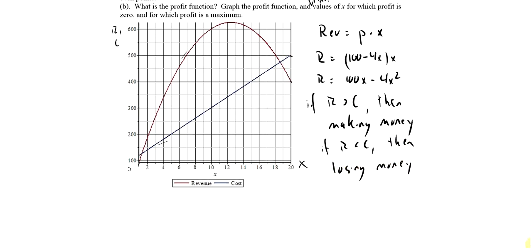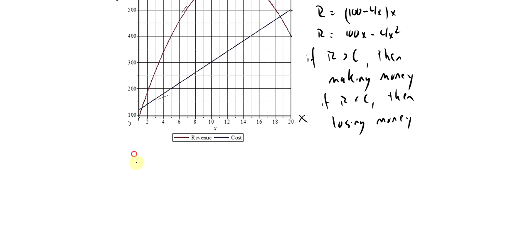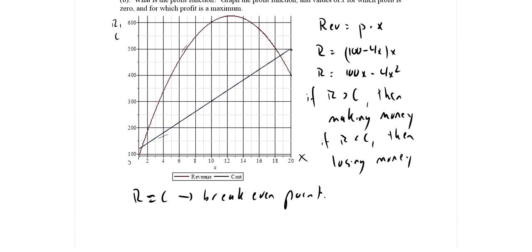So as we saw in chapter 1, if revenue equals cost, that's our break-even point. And there's 2 of them. And you can tell where they are on this graph pretty quickly. Right there and right there. Those are my break-even points.